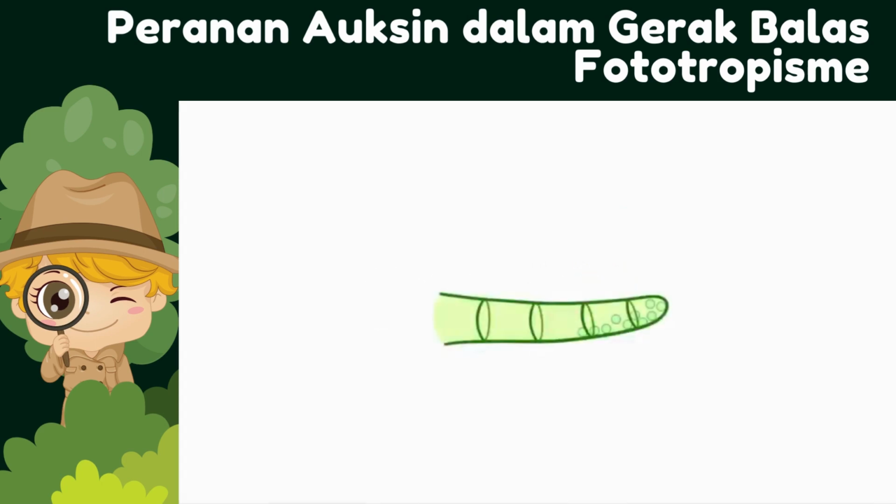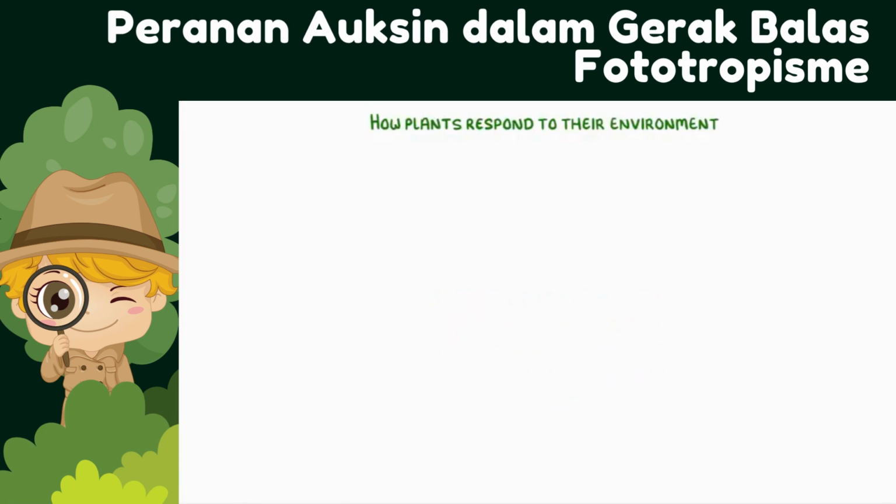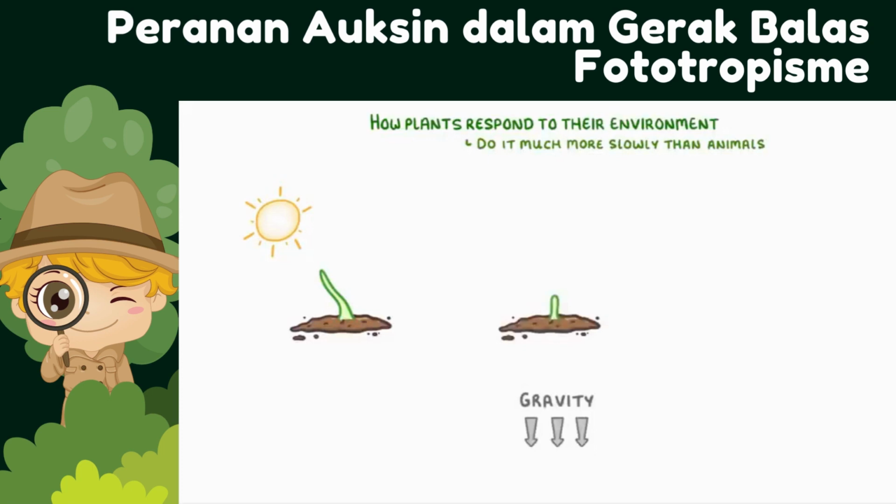In today's video, we're going to take a look at how plants can respond to their environment. And in particular, we'll look at the role of auxins. Now, just like animals, plants have to be able to respond to stimuli in their environment in order to survive. They just do it much more slowly than animals do. For example, they can sense light and grow their shoots towards it to maximize photosynthesis. They can sense gravity, so that they can grow their roots downwards to fix themselves into the soil and find more water and minerals. And some plants can even sense touch, so that they can climb around other objects.